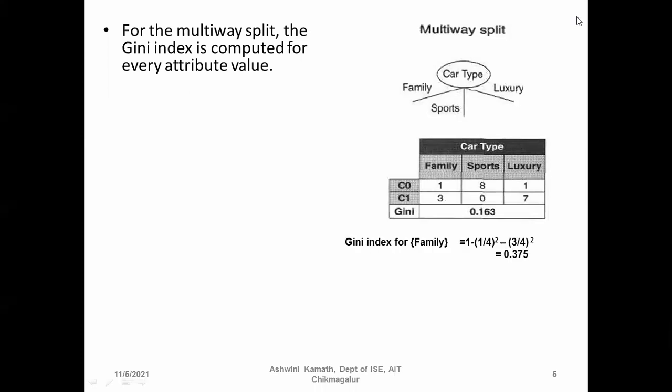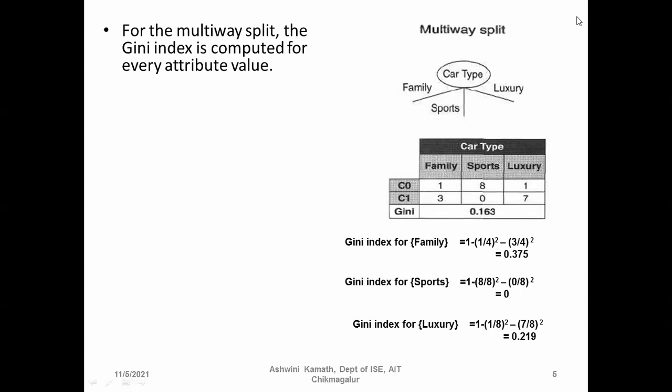Okay. Then the Gini index for family is equal to 1 minus 1 divided by 4. How did we get this 4? That is 1 plus 3. For family we have 1 plus 3, so that is equal to 4. Among that, 1 belongs to C0. So 1 minus 1 divided by 4 whole square minus 3 divided by 4 whole square. This value is 0.375. Now to calculate the same Gini index for sports: 1 minus 8 divided by 8 whole square minus 0 divided by 8 whole square, which is equal to 0.